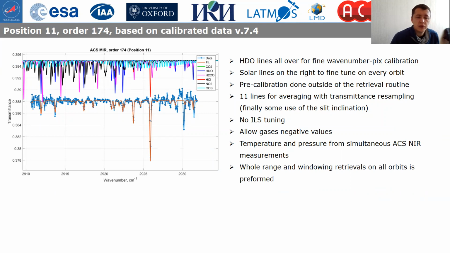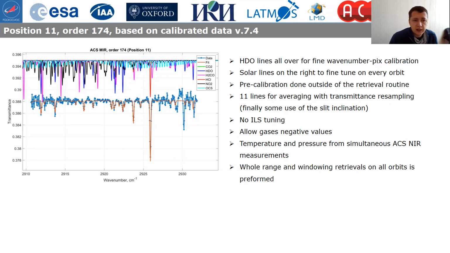Okay, take the example of the so-called position 11 and diffraction order 174, which is my favorite because it has plenty of things there. It can be used to measure HCl, OCS, and NO2. So all that is in one order, which is great. We're using several lines from the detector because every diffraction order is actually a stripe on the detector, not a single line. Then we can use the solar lines and the lines of the known gases to do the fine tuning of the wave number pixel calibration.